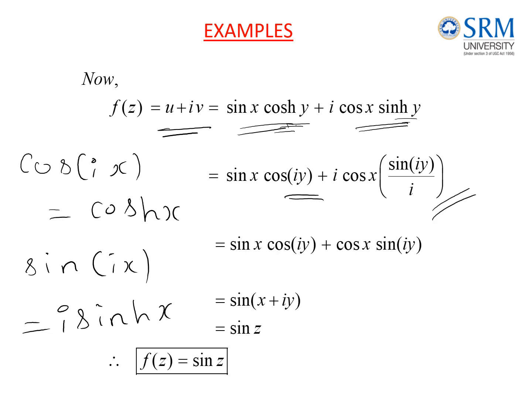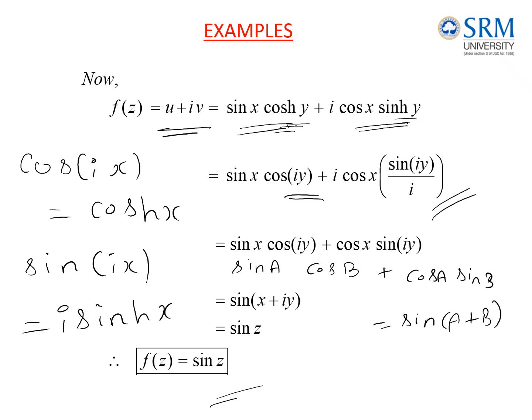So this i will get cancelled with this, remaining it is sin x cos of iy plus cos x sin of iy. It is of the form sin a cos b plus cos a sin b. So that is equal to sin of a plus b. So that can be rewritten as sin of x plus iy. X plus iy is z, so therefore we are getting f of z as sin z. This is one way of finding what is f of z by finding conjugate harmonic function.